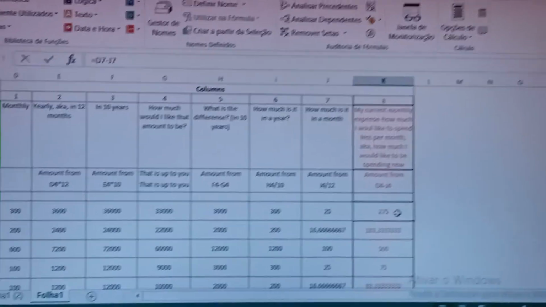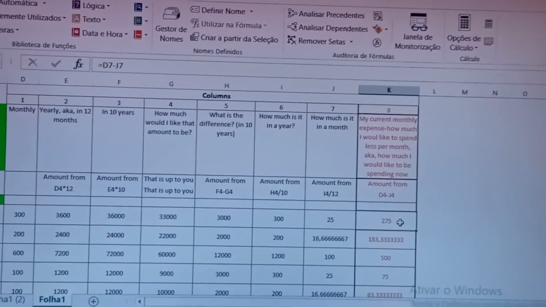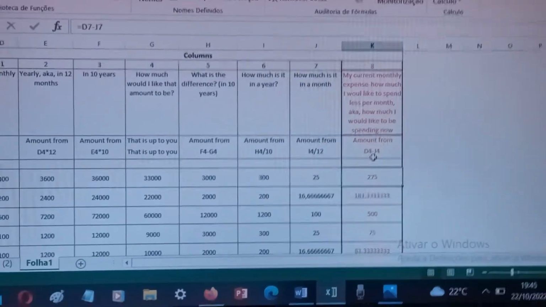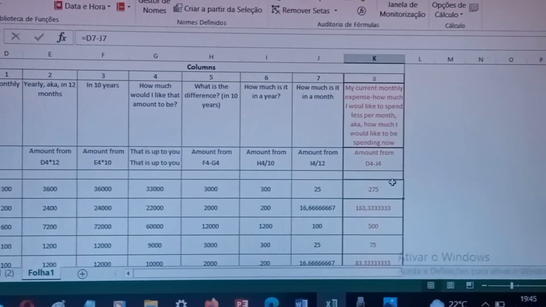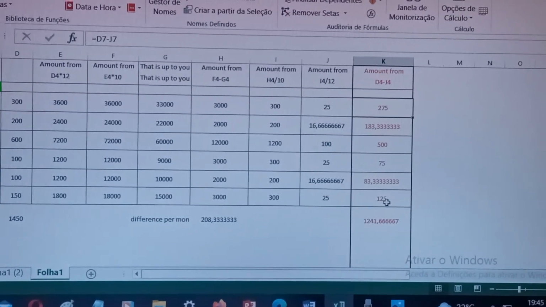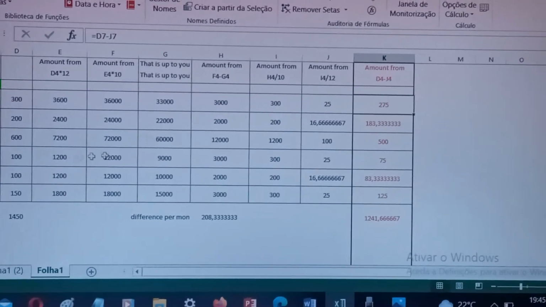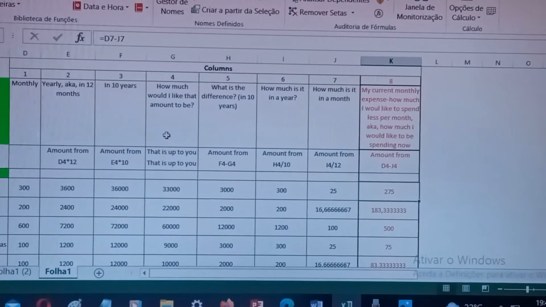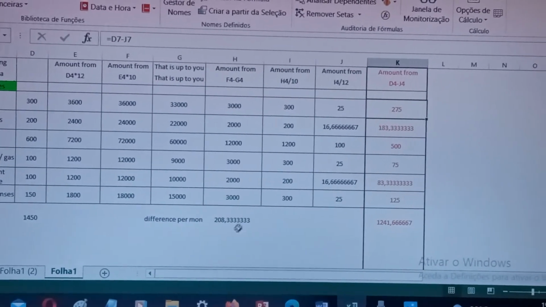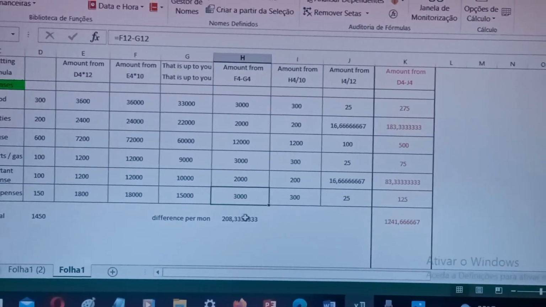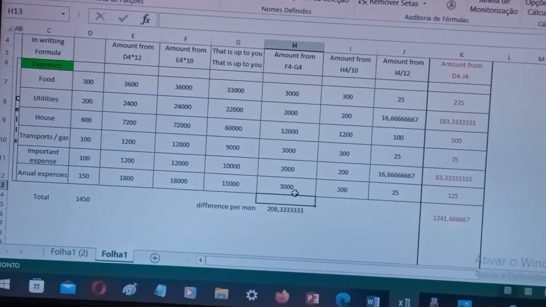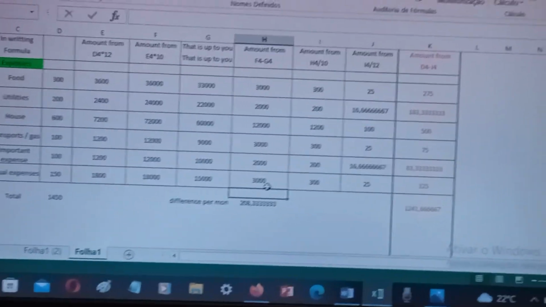And then you could go on dividing this by weekly and do however you do your budget. But this is just to give us the amount. This is just to give us the amount of how much we want to start spending on a monthly basis if we are to only spend how much we want. And as for what would be the difference in 10 years, we would have to add this all up again.